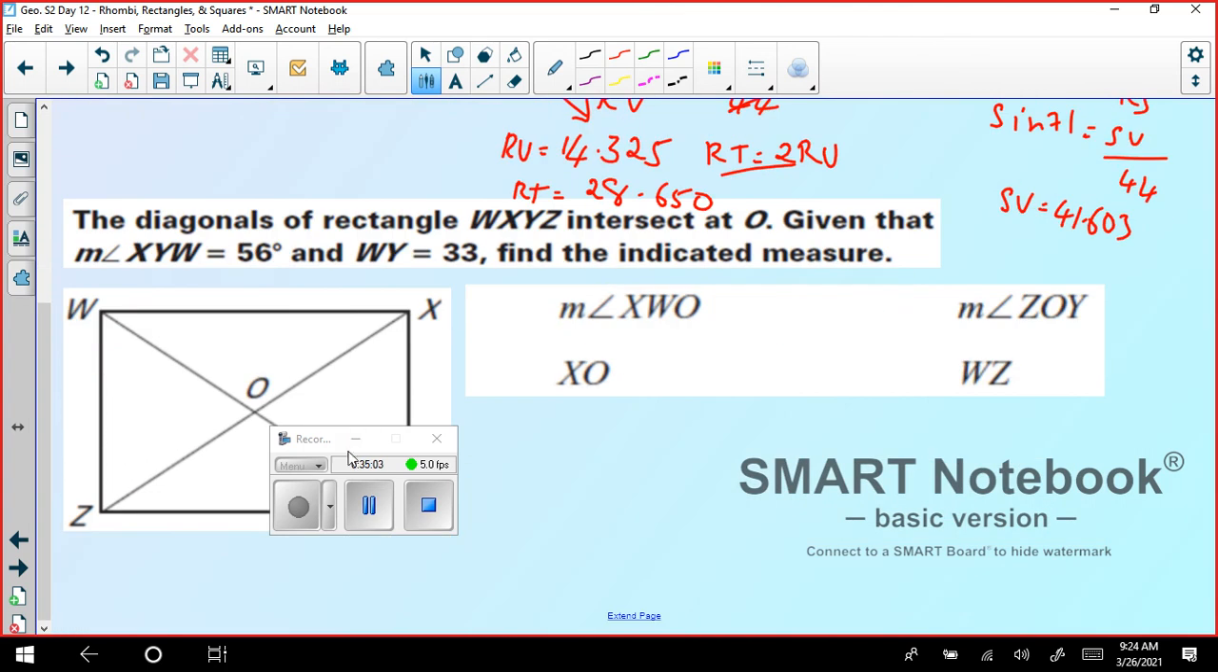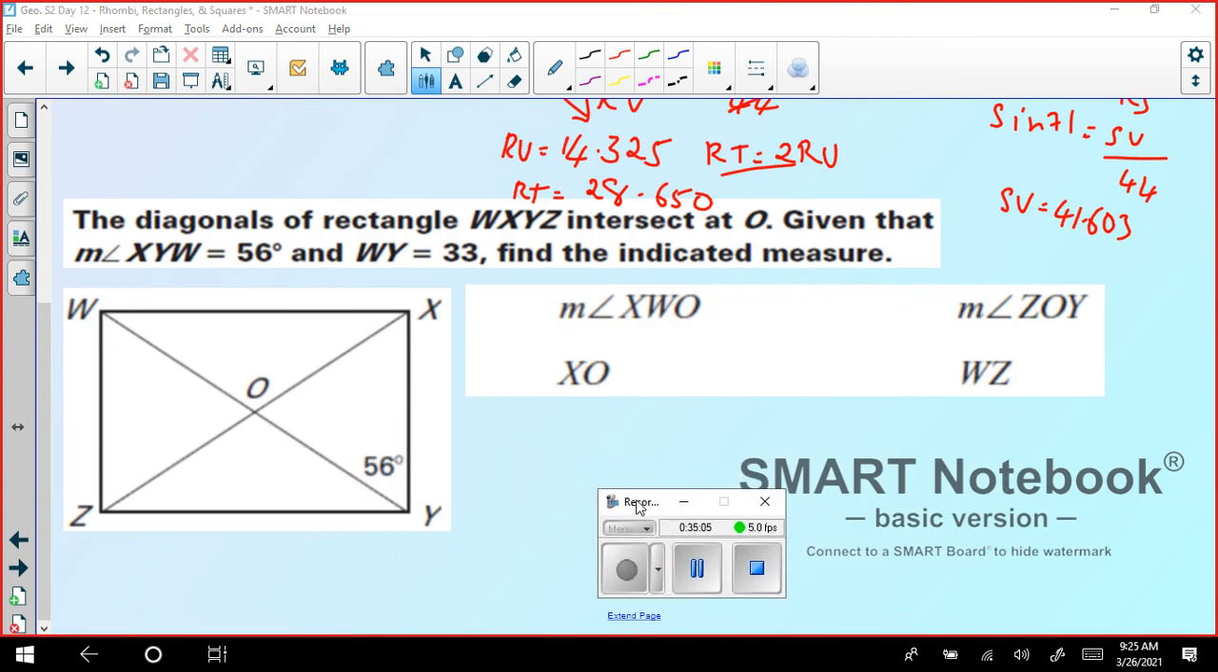Now all of you try this one. The diagonals of rectangle WXYZ intersect at O given that XYW is 56 and WY is 33. Find the indicated measure. Okay, you have like a minute and a half and then we will go over solution.